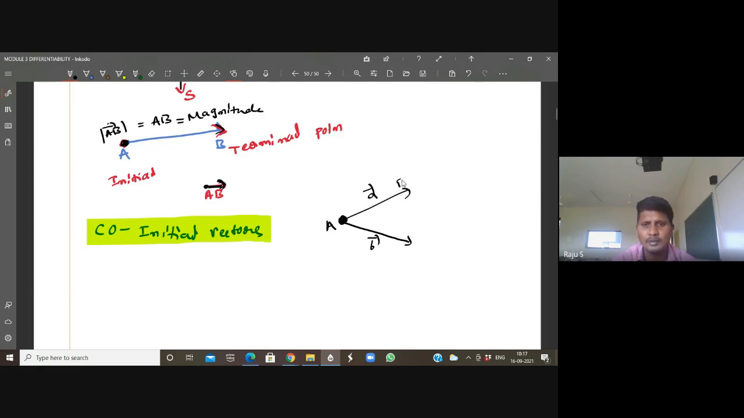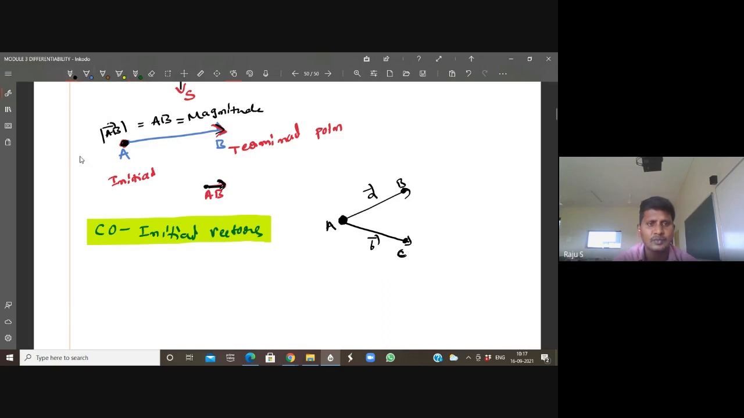If I take capital A here, capital B, and capital C, the AB vector I'm taking as small a vector, and the AC vector I'm taking as small b vector. If you observe these two vectors, the ending points are different for the two vectors, but the starting point is the same. So this a and b are called co-initial vectors.